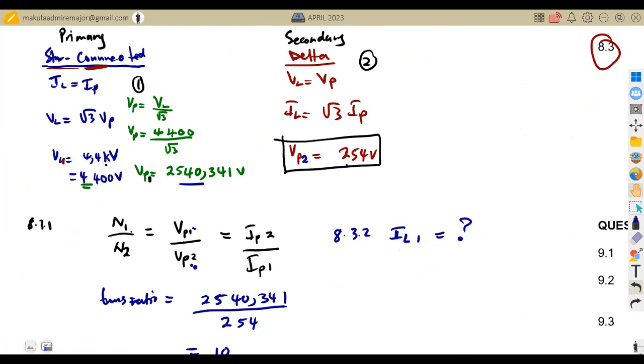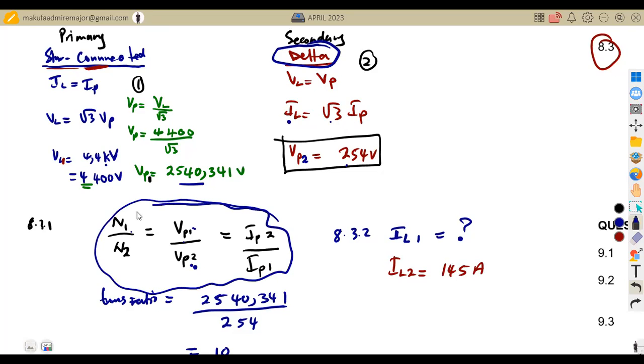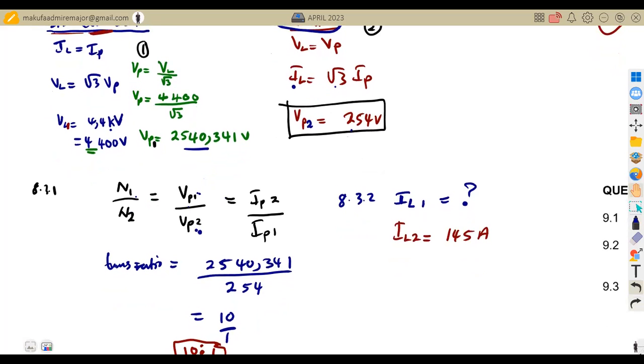All right, on the secondary side, we are given our line current as 145 amps. And on the secondary, the transformer is in delta. We know that in delta, the line current is equal to the square root of 3 times the phase current. So we are supposed to calculate the phase current. Why calculate the phase current? Because in this formula, these values must be in phase, like I explained before.